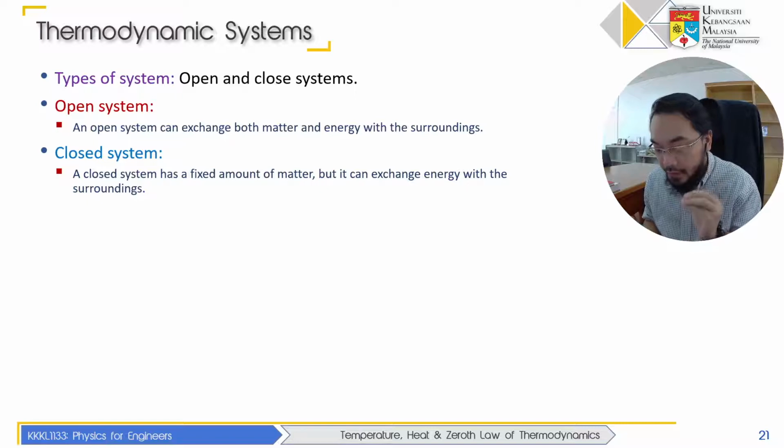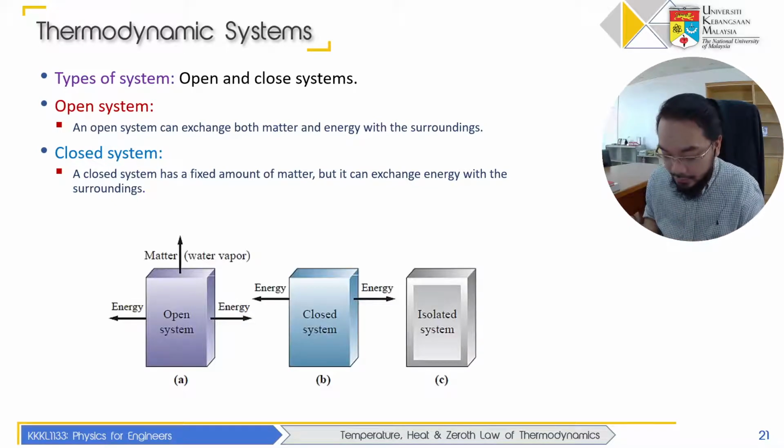And thermodynamic systems, for our study in this course, we will identify and classify as three types, which is open system, closed system, and isolated system. An open system is whereby both the matter and energy can go in and out from the substance to the surrounding, or vice versa. So energy and matter can interchange between the substance and the surrounding through the boundary. That is for open system.